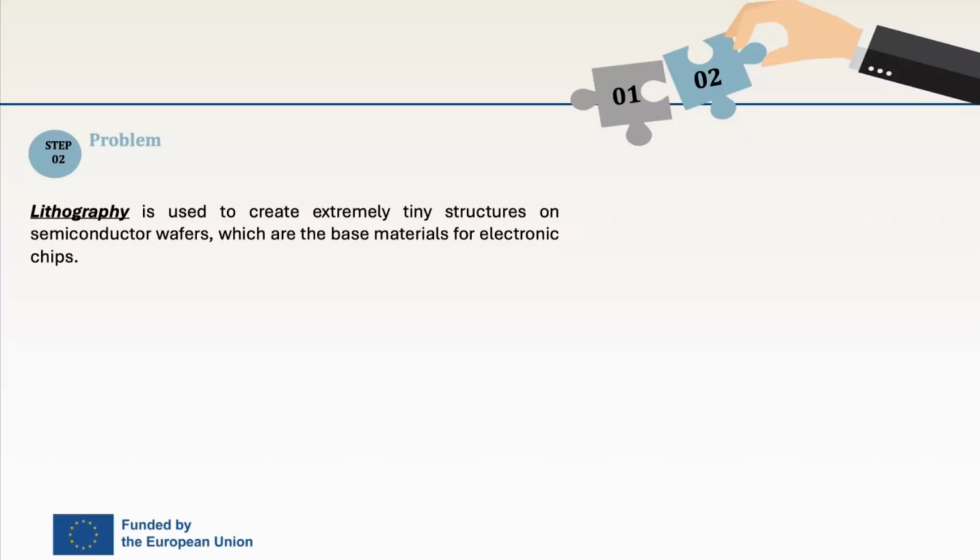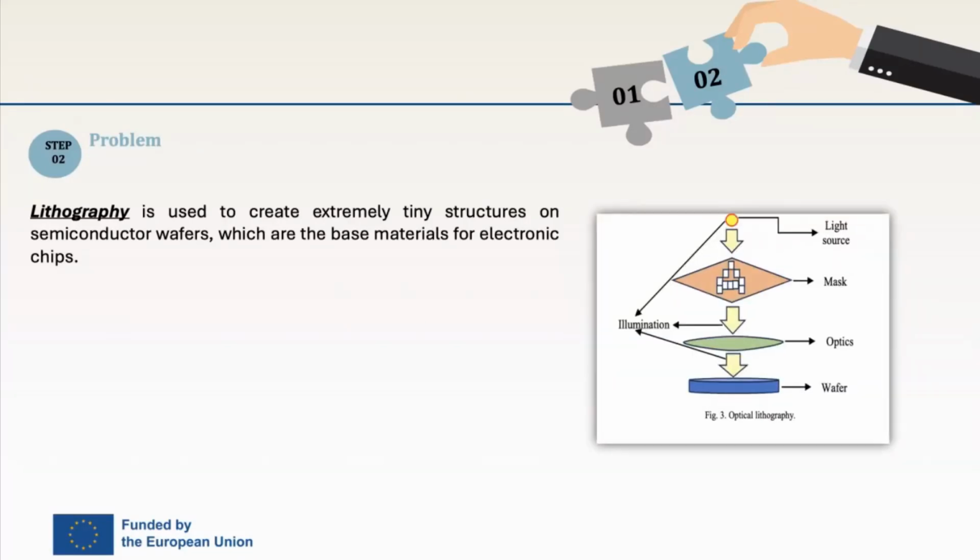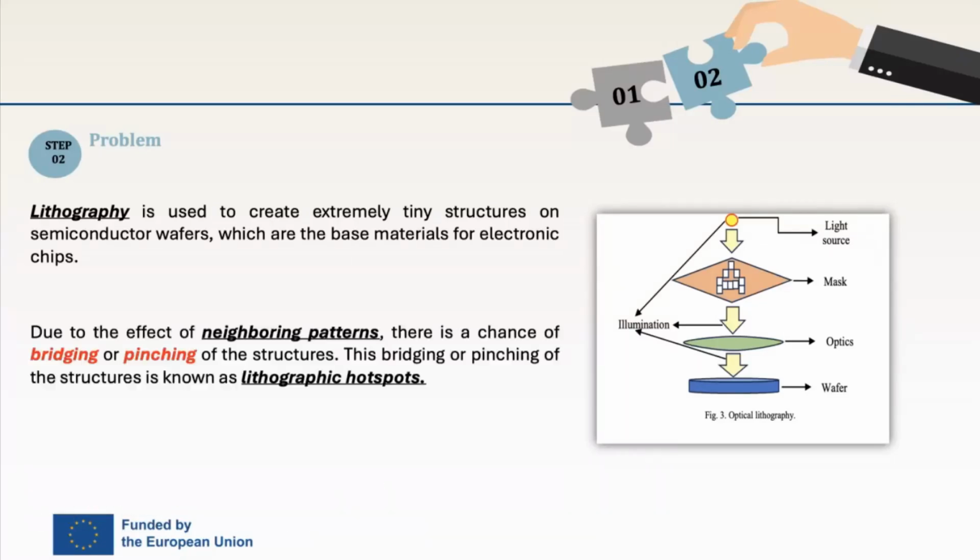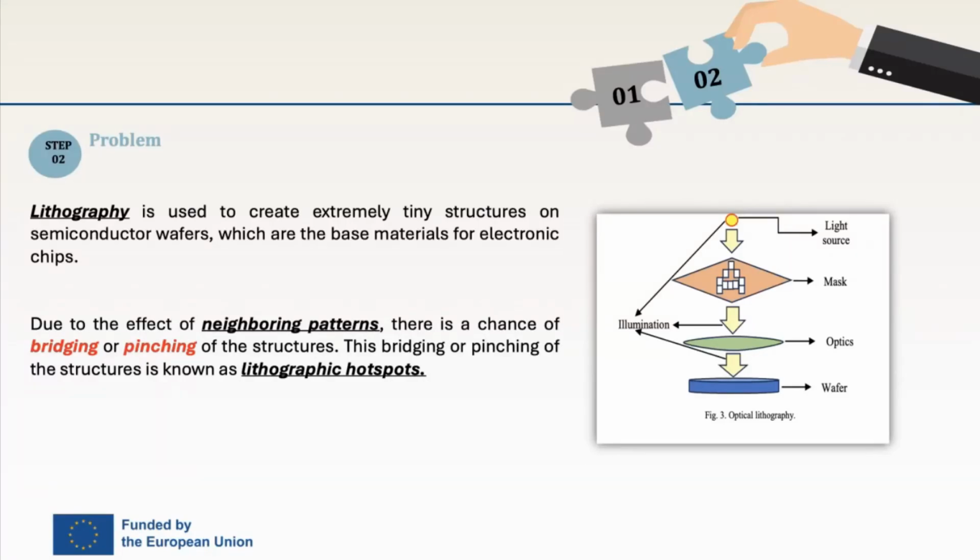Lithography is one of these methods that has been proposed to find defects in an early stage. In lithography, we try to create extremely tiny structures on the semiconductor wafer, or we can say it's like printing a specific pattern on the surface to define where the components of chips will go. For example, here in this image, we can see in the mask we can have specific patterns or layouts that we want to print on the wafer.